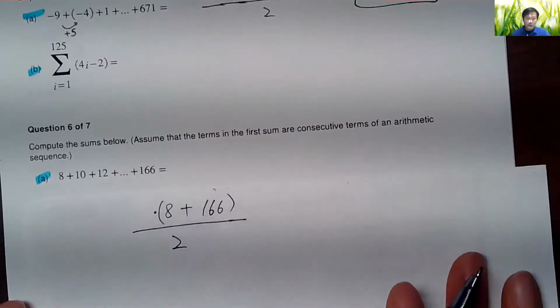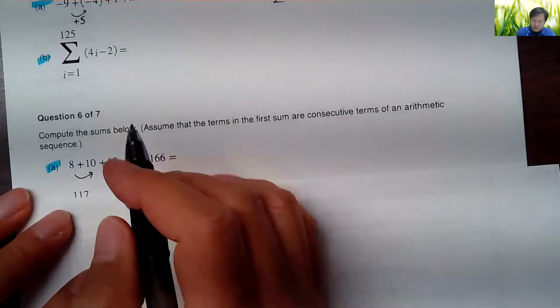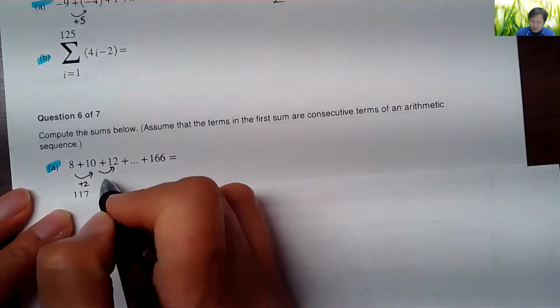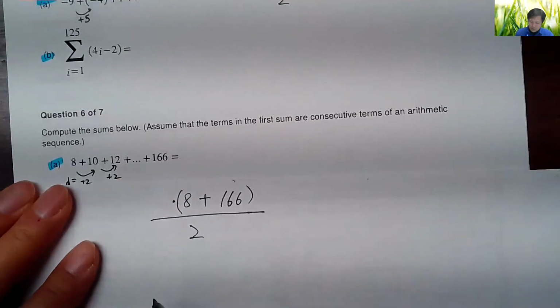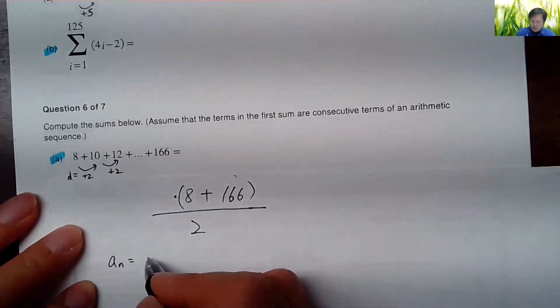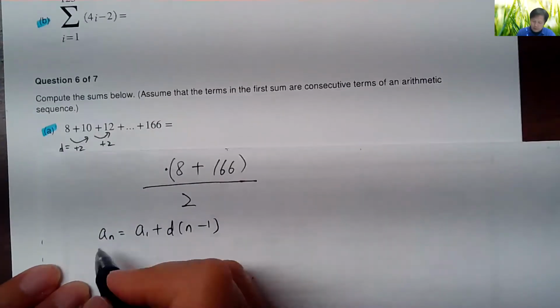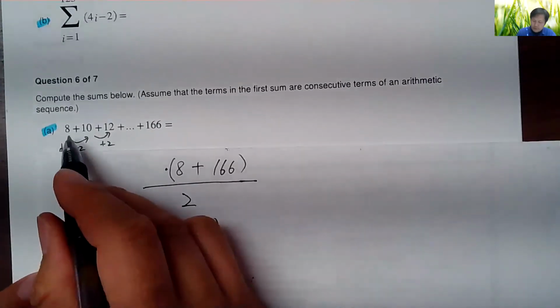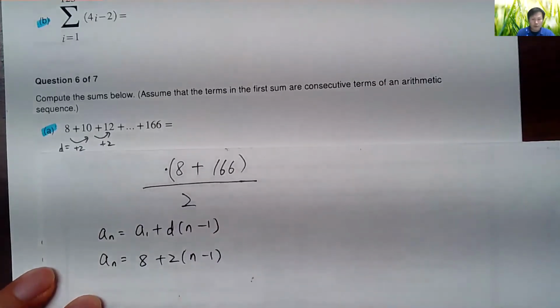Okay, how do you find the value of n? You have to find a sub n. So again, look at the d. We are adding 2, so d is 2. So you get a sub n equal to a sub 1 plus the difference times n minus 1. So a sub n equals the first term, 8, plus 2 times n minus 1.